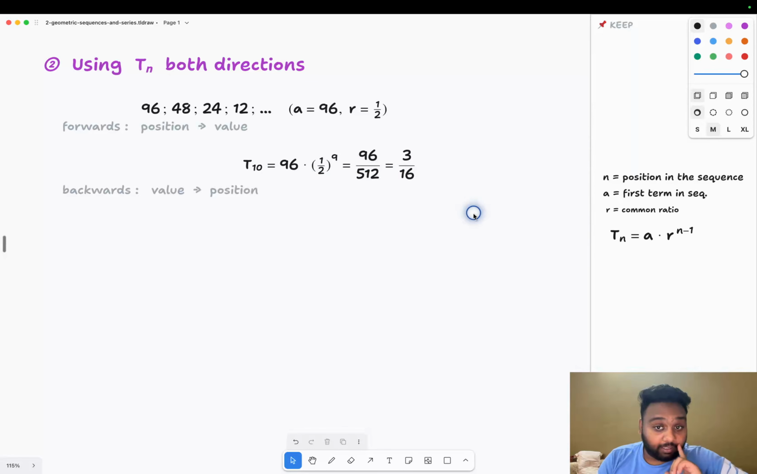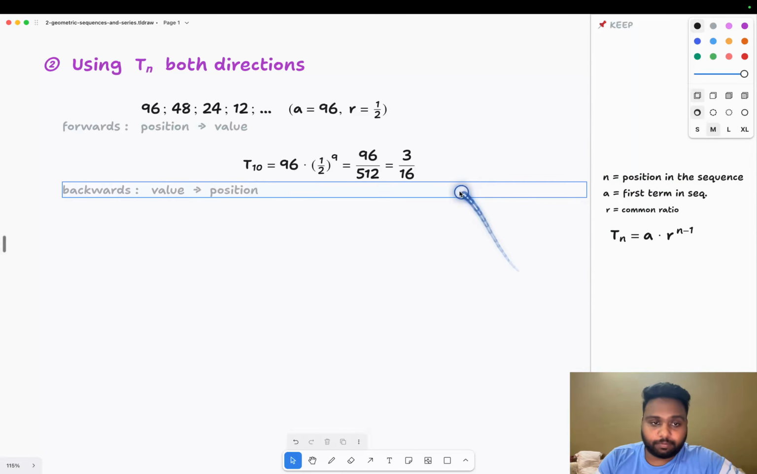Keep in mind the position n is never going to be a fraction. The value of n can never be a fraction, whereas the value of Tn, of any given term at any position, can be a fraction. R can also be a fraction. A can also be a fraction, but the position in the sequence is never going to be a fraction.